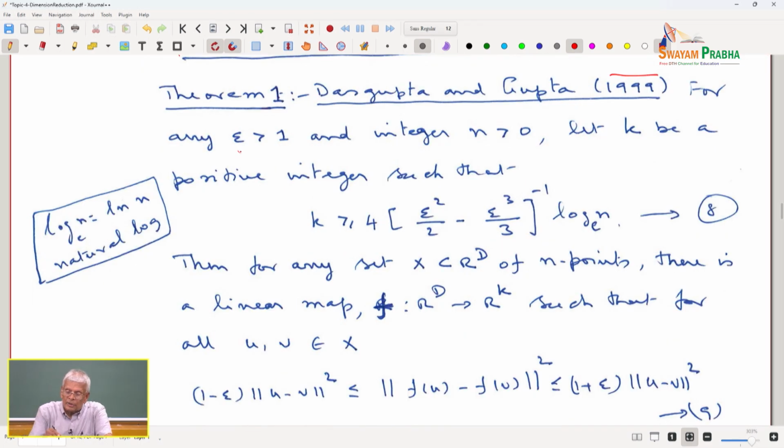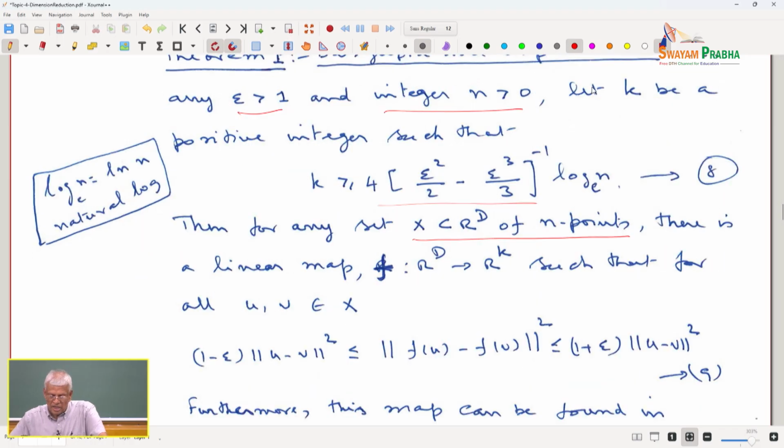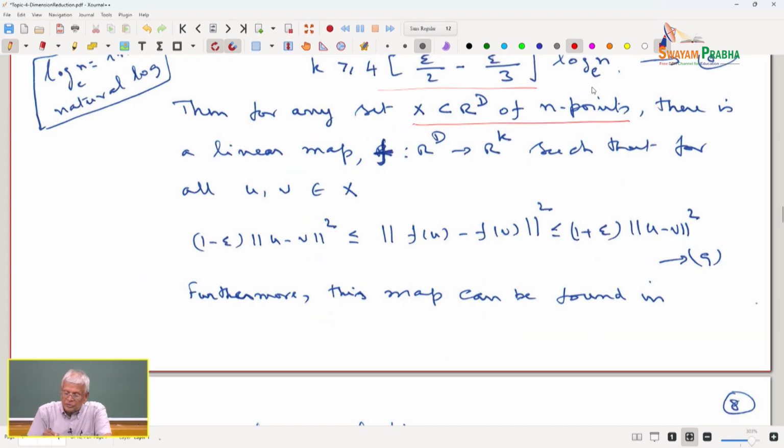For epsilon greater than 0 and an integer n greater than 0, let k be a positive integer such that k is greater than 4 times the inverse of epsilon square by 2 minus epsilon cube by 3, times log n. Then for any subset of R^d with n points, there exists a linear map such that for all u and v, the near embedding can hold good.